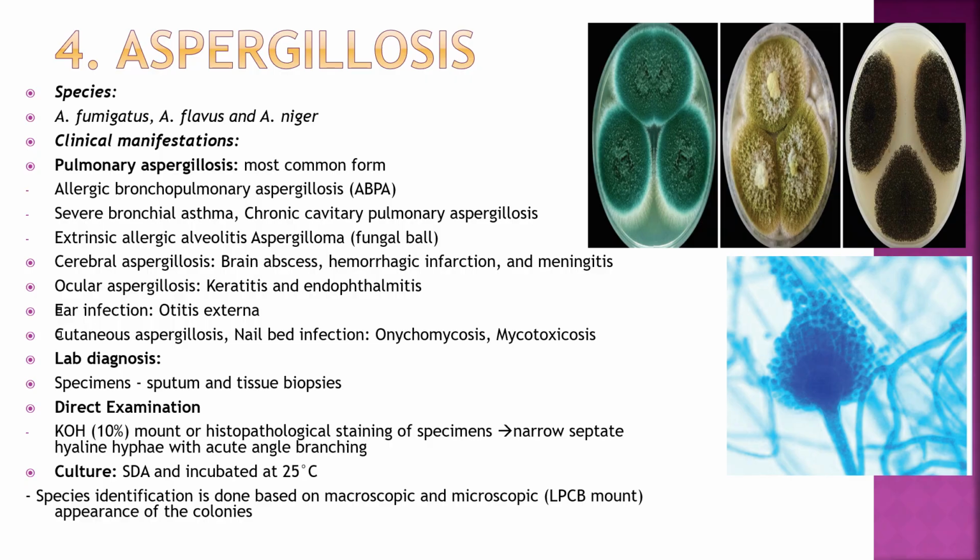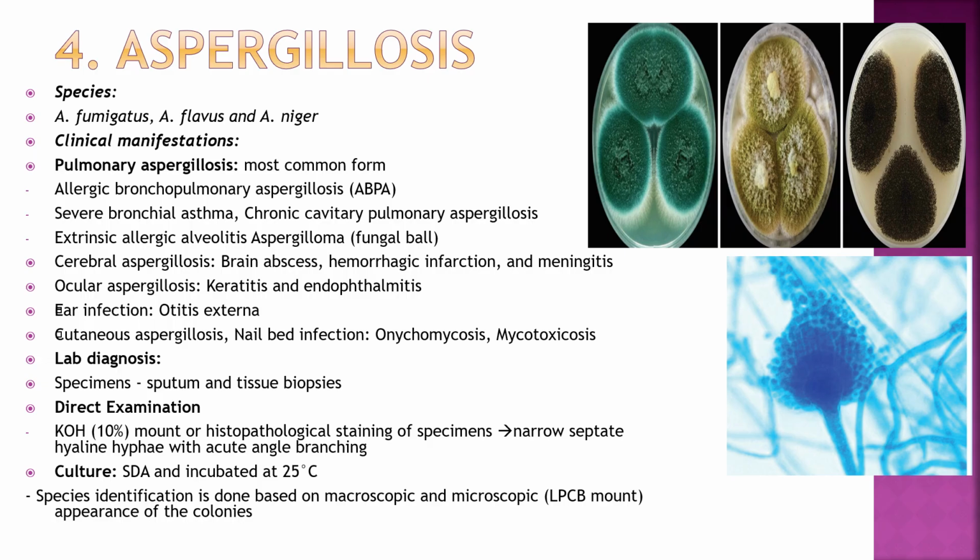Aspergillosis species: Aspergillus fumigatus, flavus, and niger. Clinical manifestations: pulmonary aspergillosis, the most common form; allergic bronchopulmonary aspergillosis, severe bronchial asthma, chronic cavitary pulmonary aspergillosis, extrinsic allergic alveolitis, aspergilloma, fungal ball. Cerebral aspergillosis: brain abscess, hemorrhagic infarction, and meningitis. Ocular aspergillosis: keratitis and endophthalmitis. Ear infection, otitis externa. Cutaneous aspergillosis: nail bed infection, onychomycosis, mycotoxicosis.